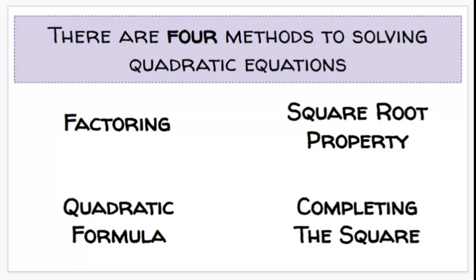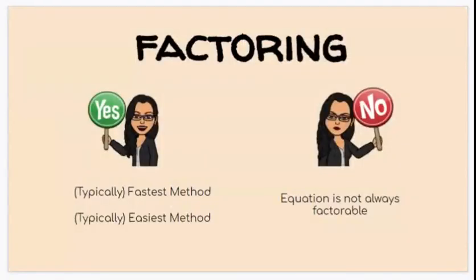There are pros and cons to each of these 4 methods and reasons why we should or should not pick them while we are solving. So let's go through it. Factoring is typically the easiest and the fastest method. We've just spent a lot of time on factoring, so for you guys, it may be something easy to pop into. However, the con, or the uh-oh, in the situation is that the equation is not always factorable. Not every equation can be factored, therefore not every equation can be solved by factoring.